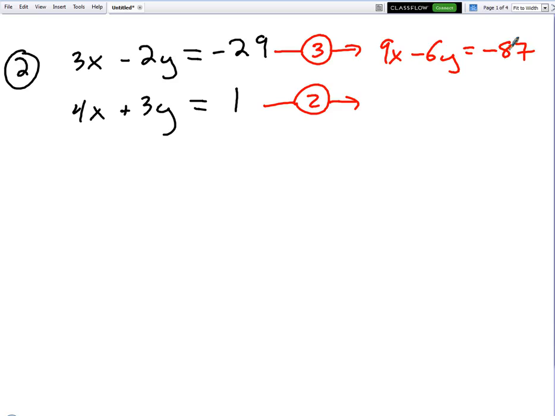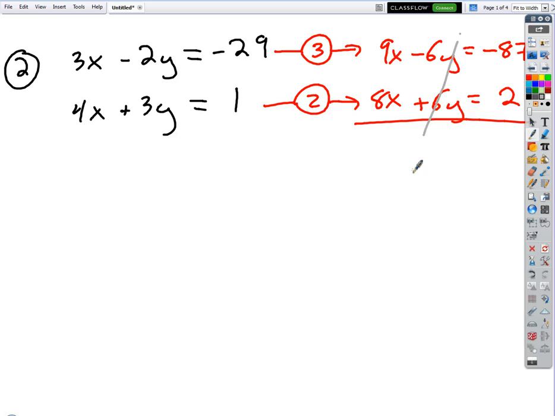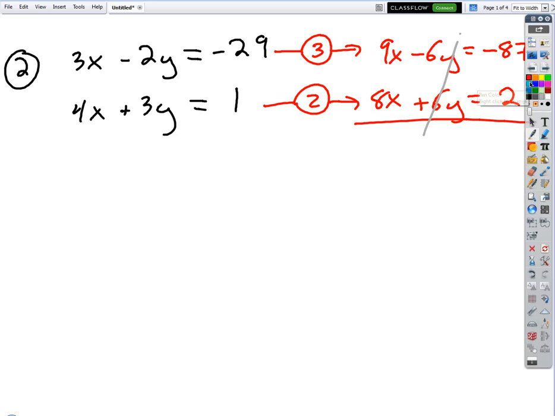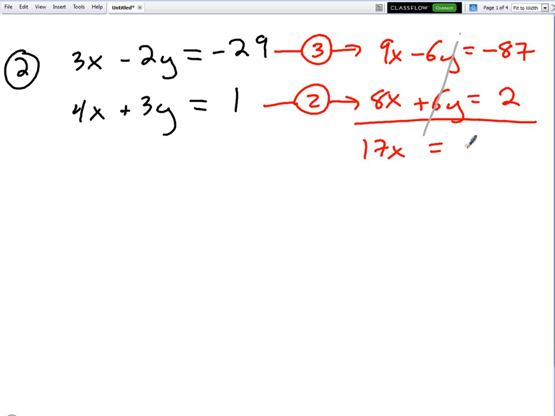On the bottom, if I distribute the 2 all the way through, what do we get? 8x plus 6y equals, okay, and we got what we wanted, didn't we? The y terms are opposite, so they add to 0, they cancel. So if I add these up then, what do I get? 17x equals, so if I divide by 17, what do I get? Negative 5. Yeah, it goes in evenly, so I get negative 5.